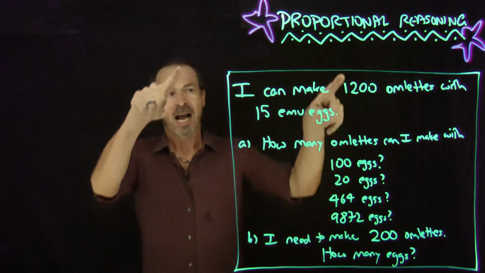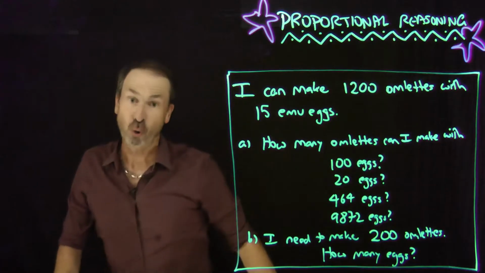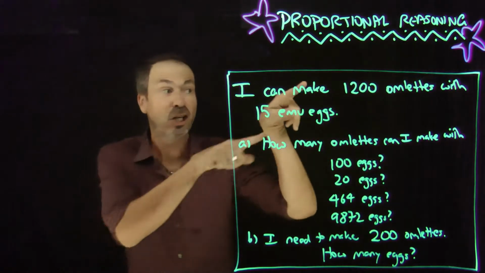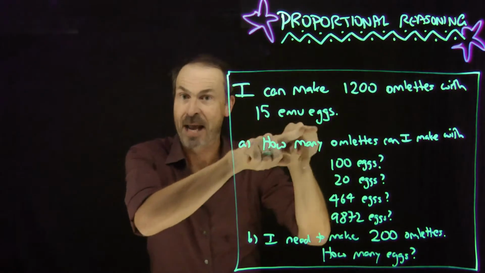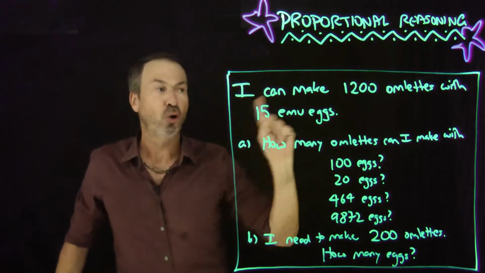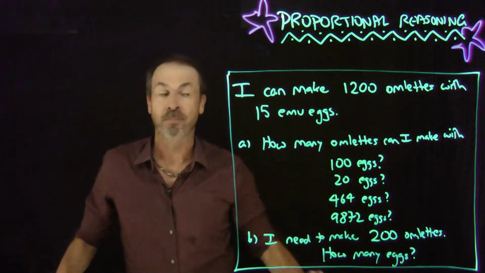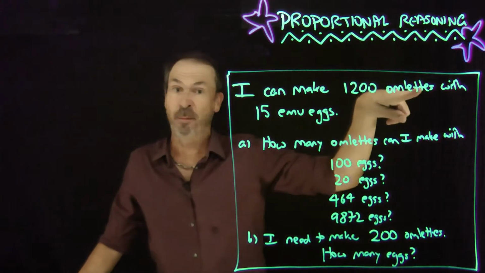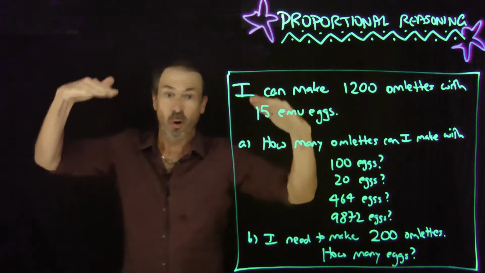Number 1, I have a scenario here that has 2 quantities in it, namely a count of omelets and a count of eggs. That is, I can actually measure the number of omelets and measure the number of eggs. So point number 1, there are 2 quantities in here that I can measure. Great. Second, these quantities vary, because I can imagine making different number of omelets using different number of eggs.